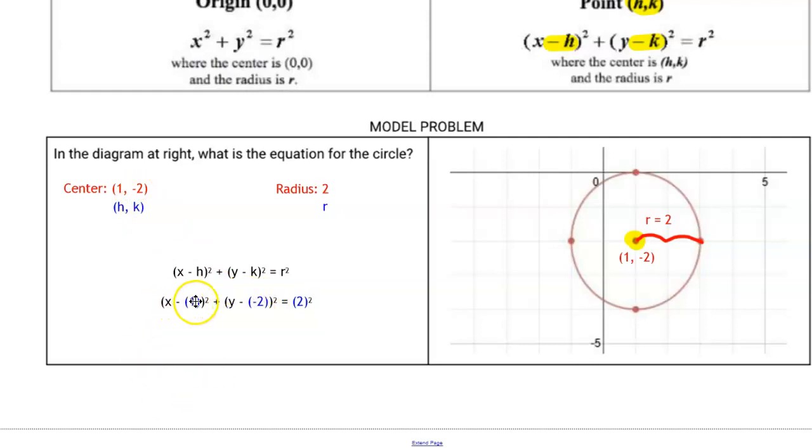I have x minus 1 in these parentheses. I don't need the extra parentheses. And I also have y minus -2. That's going to turn into y plus 2. And the last bit of simplification is to take this 2 squared and make it into 4. So there we have it. The equation for this circle is x minus 1 squared plus y plus 2 squared is equal to 4.